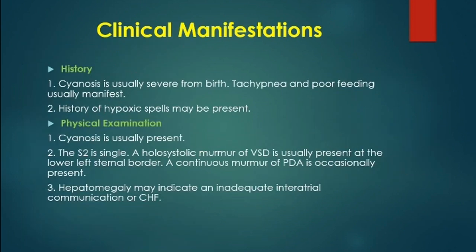Clinically, these patients present with cyanosis since birth. Tachypnea and poor feeding usually manifest. There may be hypoxic spells like those of Fallot if the VSD is small. Physical examination will show cyanosis, single second sound, and pansystolic murmur of a VSD. There may be a continuous murmur of PDA. Hepatomegaly may indicate either an inadequate interatrial communication or may be a sign of congestive heart failure.